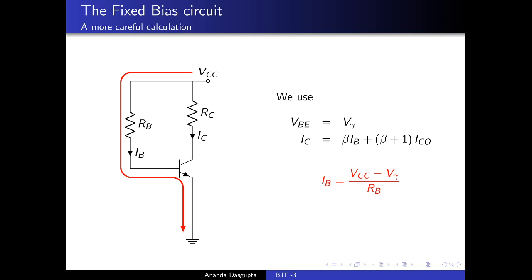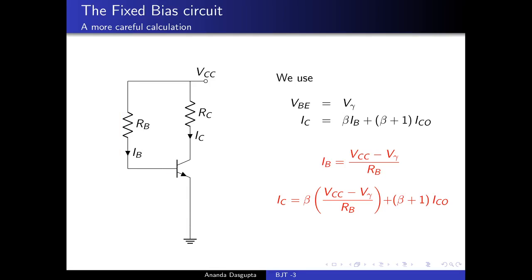And as I warned, this is precisely the situation where change in temperature is going to give rise to quite a comparatively large change in the collector current, and that might get out of hand. So of course this will give rise to the collector current, which is IC equals beta times IB, beta times (VCC minus V gamma) by RB, plus (beta plus 1) times ICO. So this gives us the current IC.